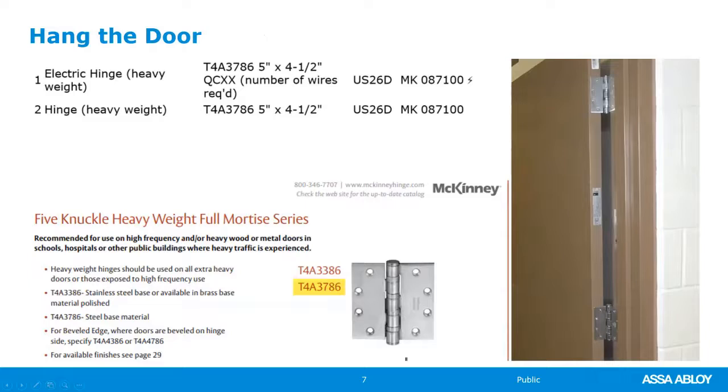In the specification set, it does not define the number of wires. That will be defined by the person who is detailing the hardware set. When you write a specification, you can be generic on items like that and sizes and so on. But we need one electric hinge and two standard heavyweight hinges, 5 by 4.5.